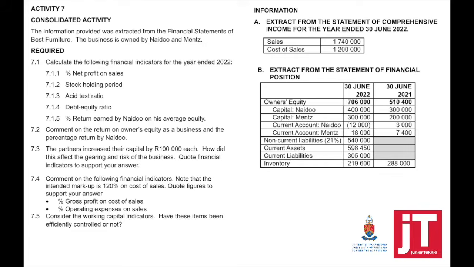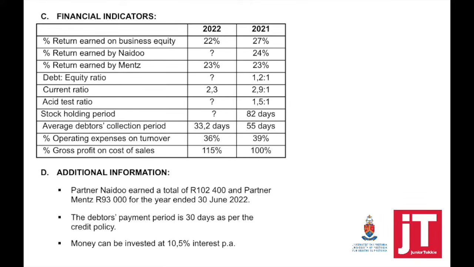And 7.5, consider the working capital indicators. Have these items been efficiently controlled or not? The information they provided us with is an extract from the Statement of Comprehensive Income for the year ended 30 June 2022, and then an extract from the Statement of Financial Position. Information C, financial indicators for 2022 and 2021, and then they gave us additional information.